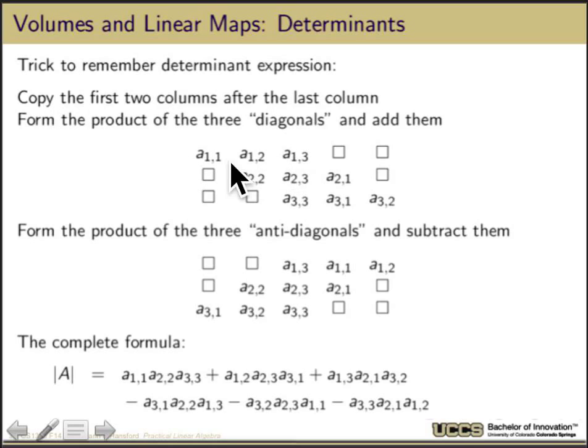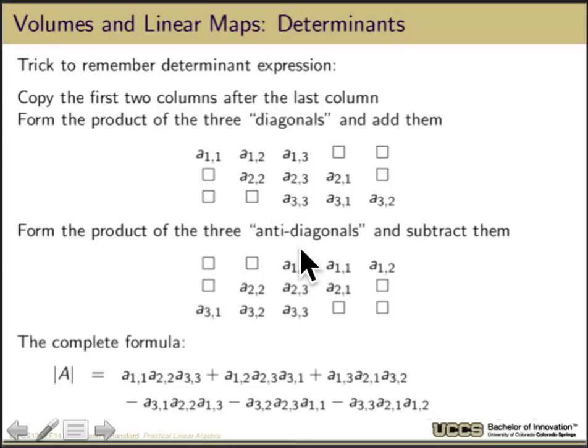So we have A11, A21, A31, right? We're just going to replicate them in this sort of cyclic pattern. And then I'm going to go down the diagonals and subtract off the anti-diagonals. That gives me a formula for the determinant by just taking each of these minus each of those. And that gives me the determinant for a 3x3 matrix.